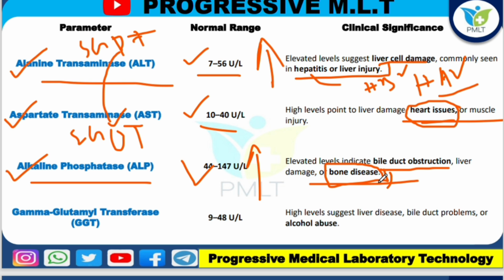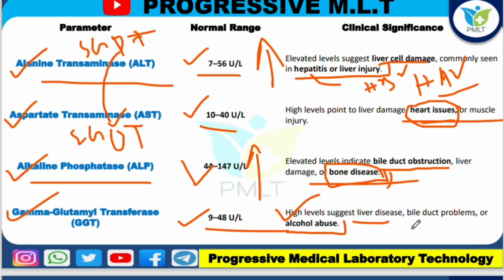After that, GGT, gamma glutamyl transferase. What is the normal range? 9 to 48. If it is elevated, the main reason is alcohol abuse. If you are drinking too much alcohol, your gamma glutamyl transferase level, or GGT level, may increase. A high level suggests liver-related disease, bile duct problems, as well as alcohol abuse.